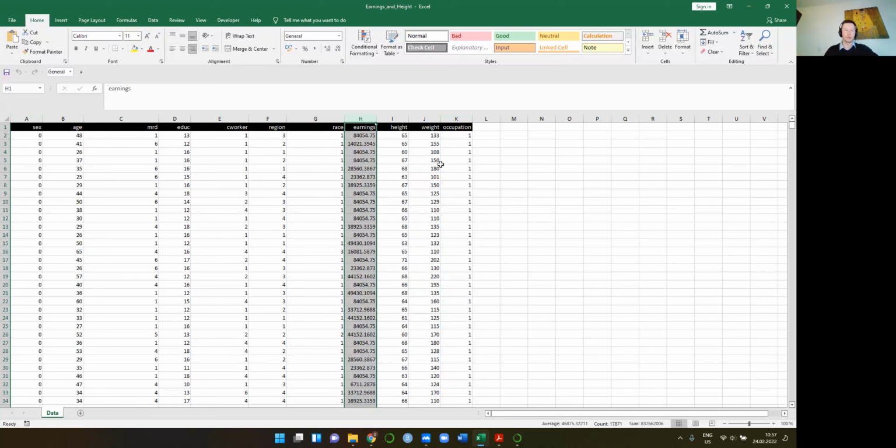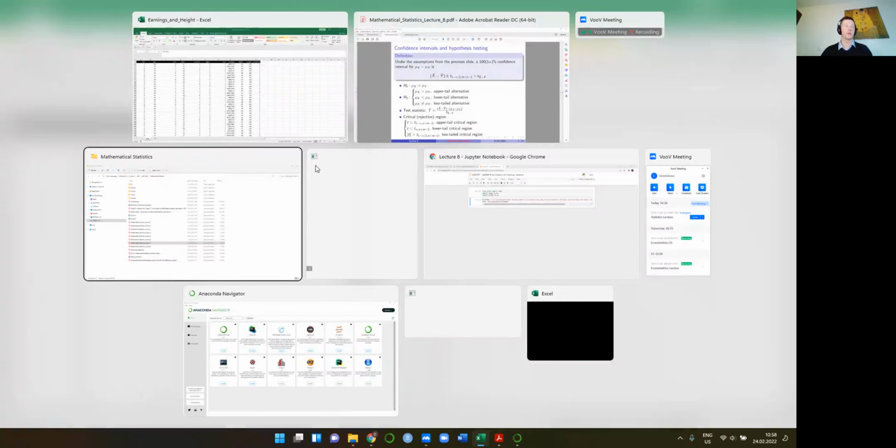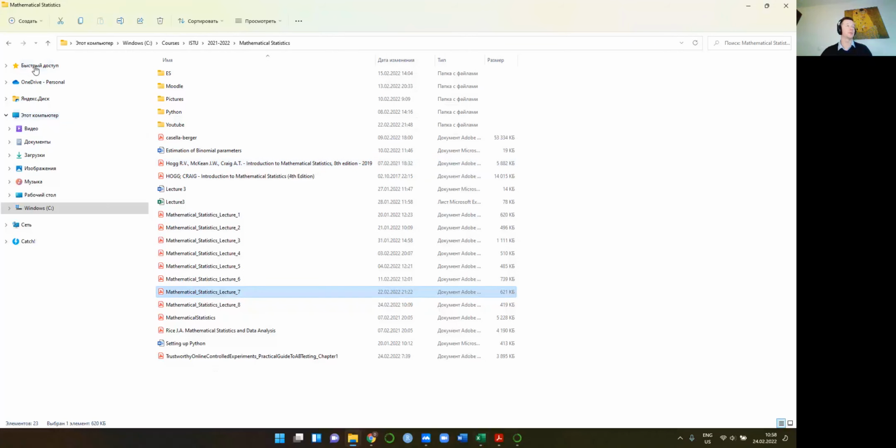Of course, if we want to do this properly, we will need to apply many more things. We want to control for region, for race, for something else, but that's going to be in econometrics. So let's do something very, very simple. Let's split this into two groups, males and females, and compare their averages.